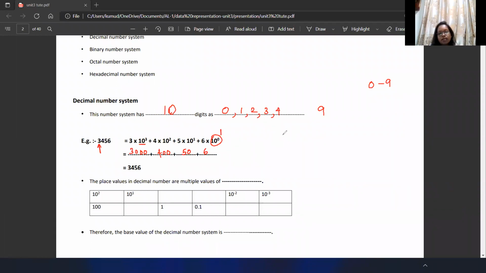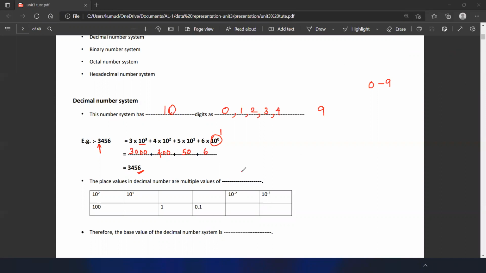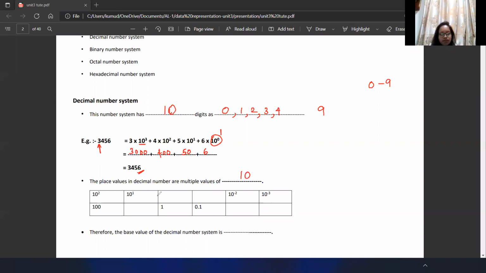Any number to the 0th power is always equal to 1. So after adding all of these, you can take this particular number. The place values in the decimal number are multiples of what? The place values of this decimal number are multiples of 10. And just fill this down.